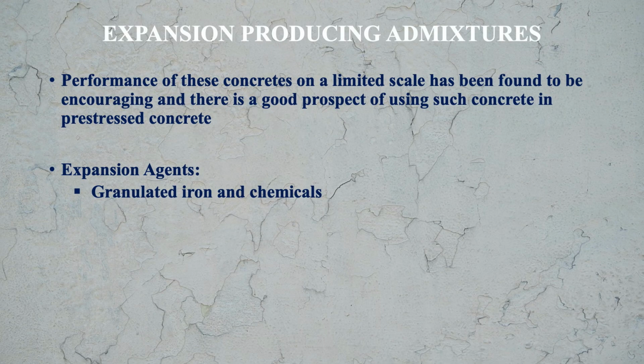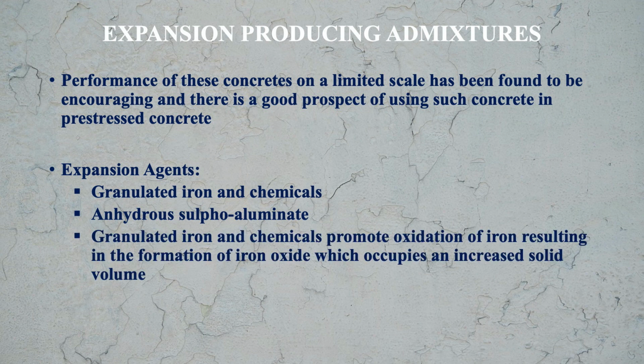Now let us see what expansion agents we can use. First agent is granulated iron and chemicals. Another one is anhydrous sulfoaluminate. Granulated iron and chemicals promote oxidation of iron, resulting in the formation of iron oxide, which occupies an increased solid volume. Because of this iron oxide, volume increases, so it causes the expansion in the concrete.